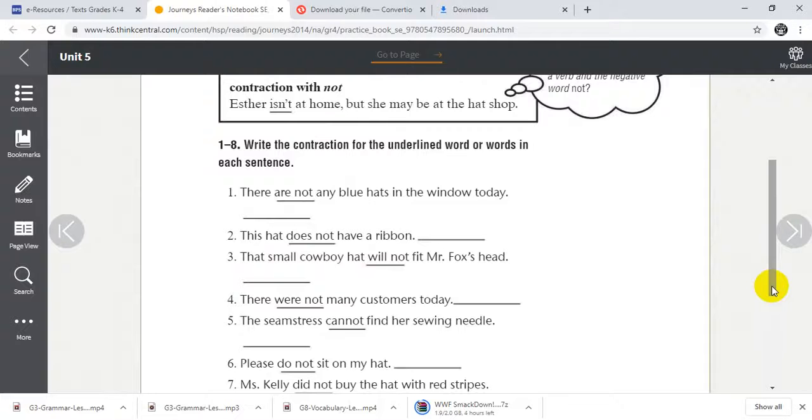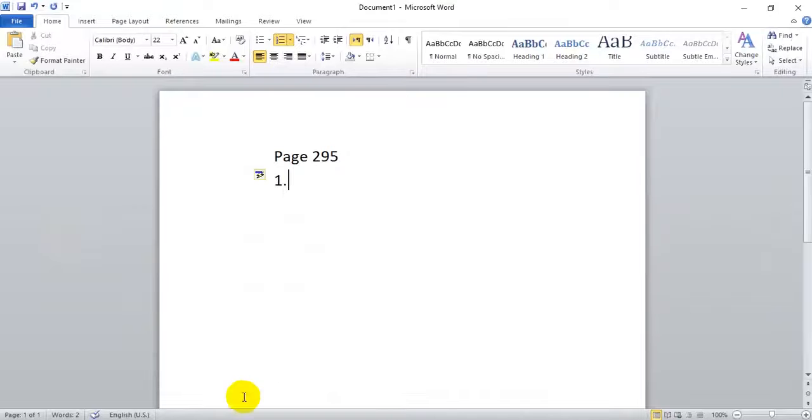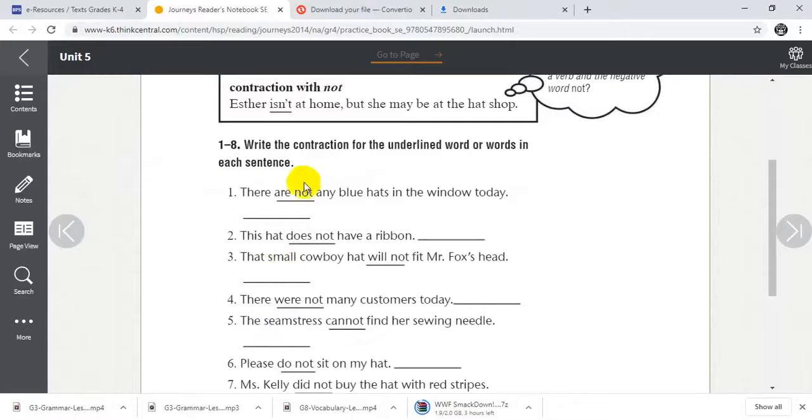There are not any blue hats in the window today. So we want to put are not into a contraction. So it's going to be what? It's going to be aren't, right? Aren't. Are not, but we put an apostrophe instead of the O in not, so it became aren't. So there aren't any blue hats in the window today.